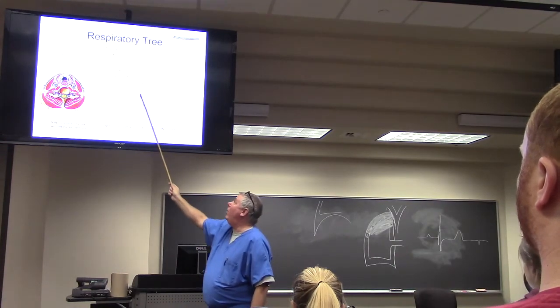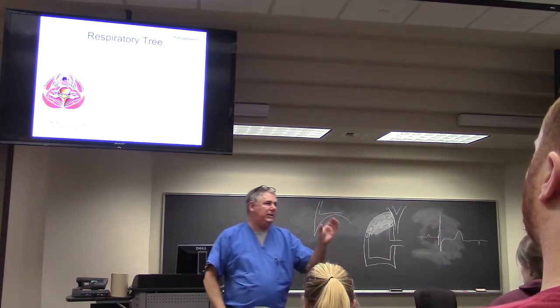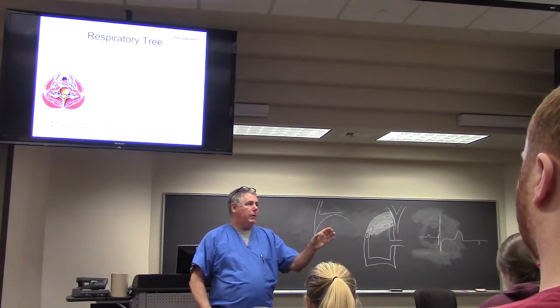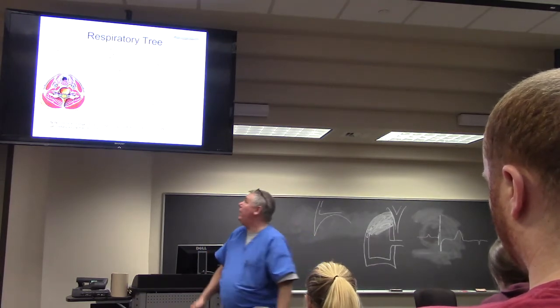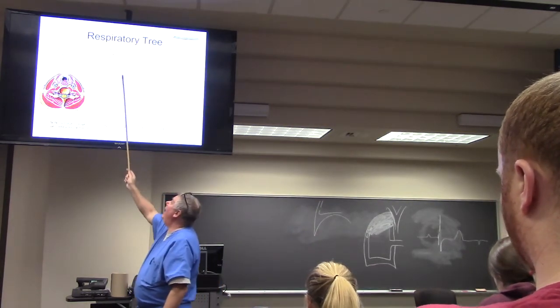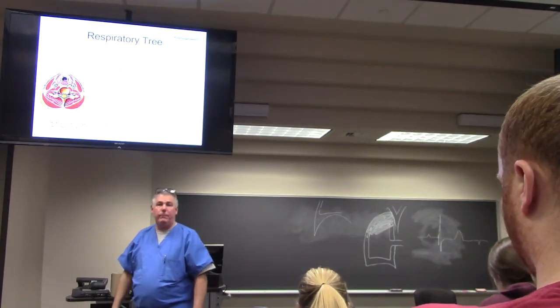Now, the lobar and tertiary, you lose the ring shape or the C-shaped structure. They're plates of cartilage. It's only in the trachea and the primary or main bronchi that you have the C-shaped rings.